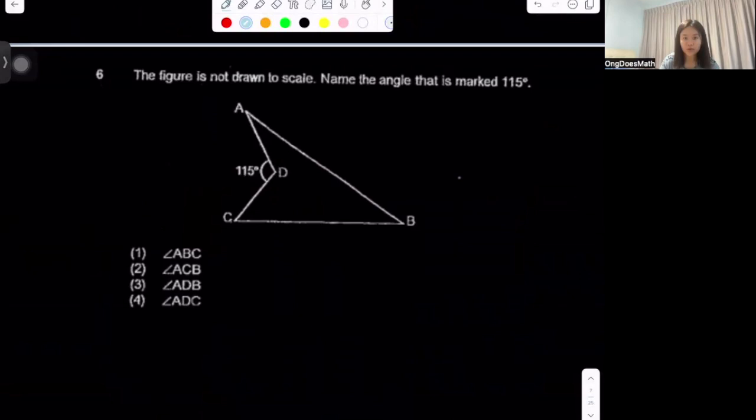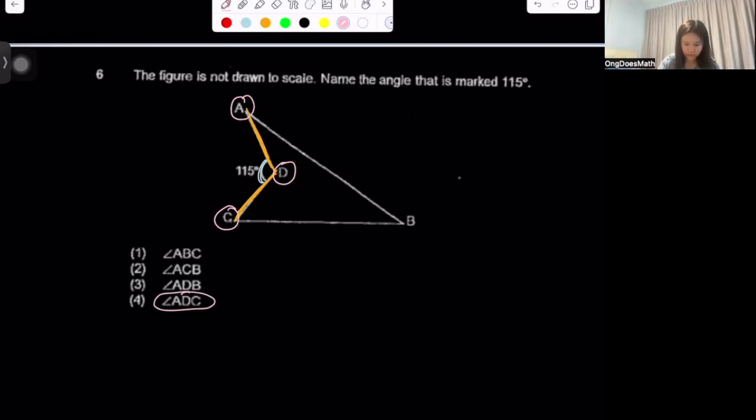The figure is not drawn to scale. Name the angle that's marked 115 degree. So this is the angle that's marked 115 degree. So we'll trace out the lines. So it's these 2 lines, right? So can we name these 2 lines? It's represented by 3 letters and they are A, D, and C. So answer is just ADC. So answer is option 4. Good.